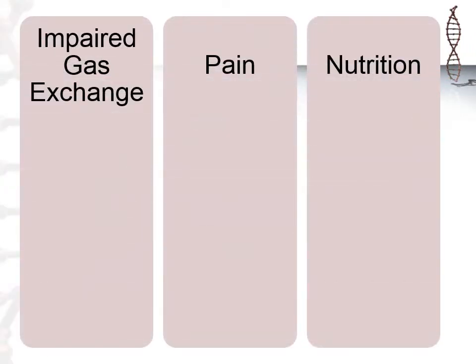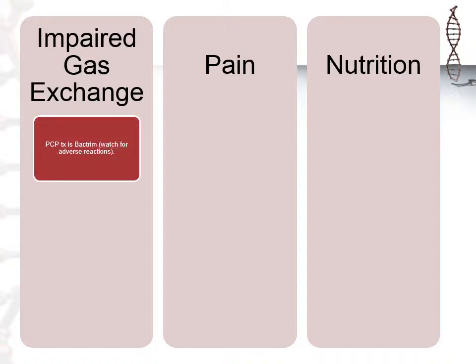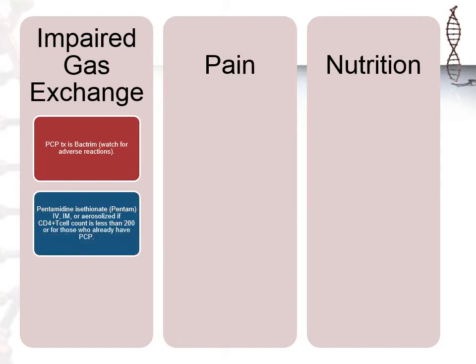Okay, we're going to discuss a little bit about collaborative care for impaired gas exchange, pain, and nutrition. For impaired gas exchange, Bactrim is usually chosen first, but you want to watch for adverse reactions. If the CD4 plus T cell count is less than 200, or for those that already have a PCP, they want to use pentamidine IV, IM, or aerosolized. Pneumocystis pneumonia is common in HIV patients.